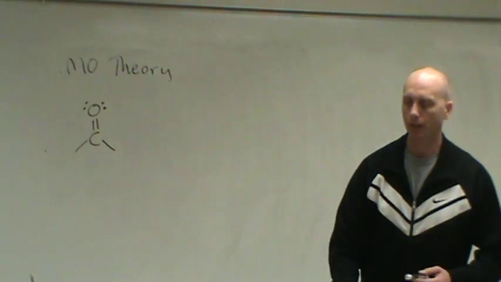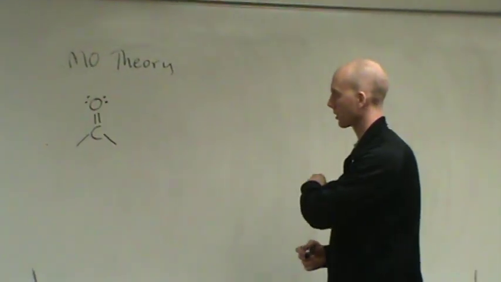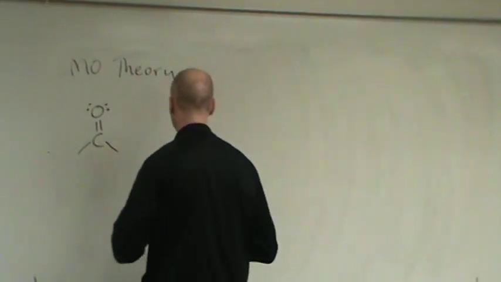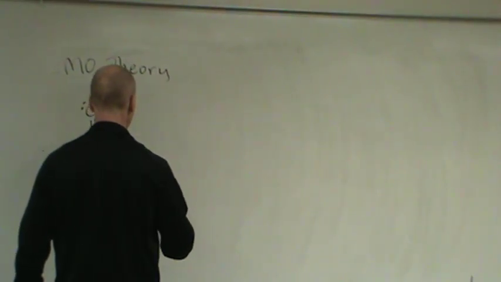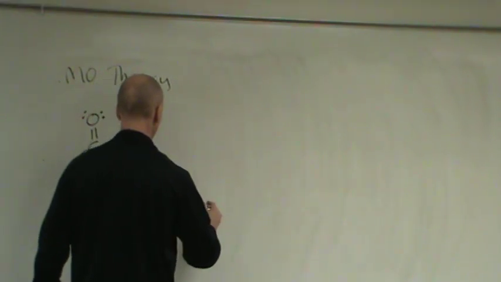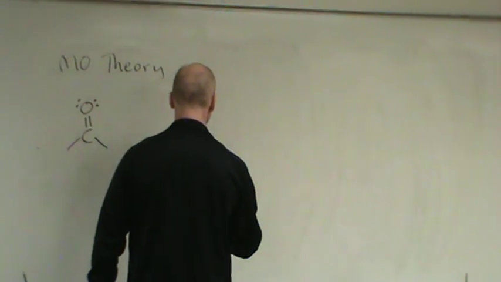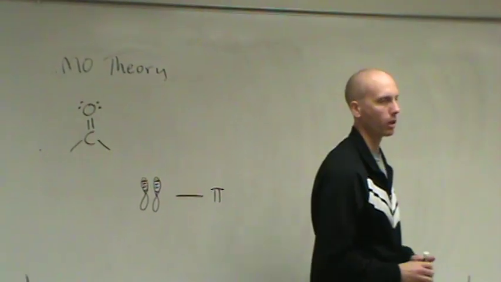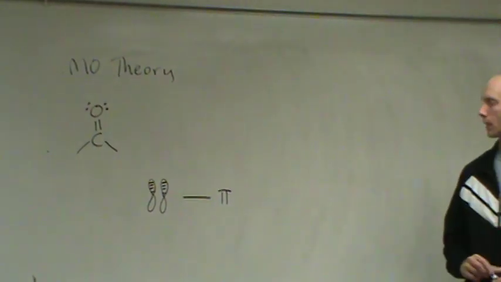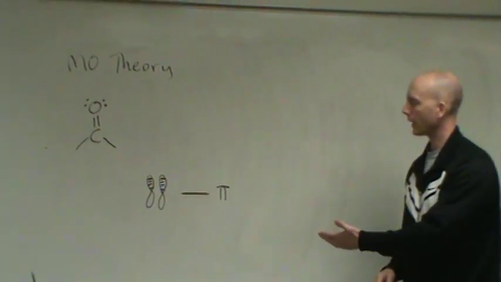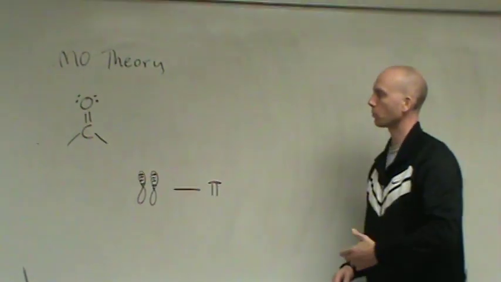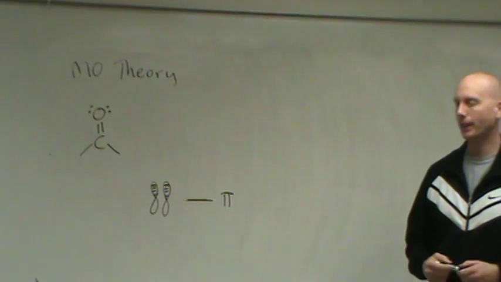Now we want to draw the molecular orbital picture for the carbonyl, and what we get is like we had before with a regular carbon-carbon double bond. We get a pi level, or the bonding level, where the 2 are overlapping in phase.